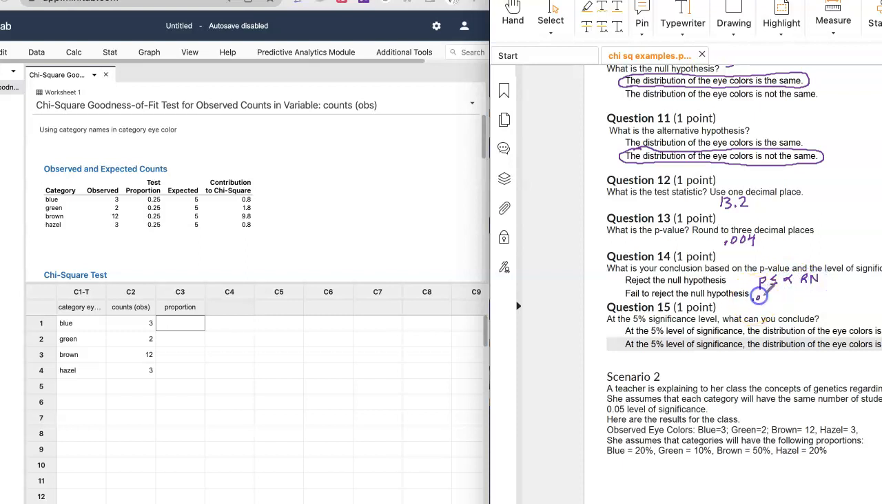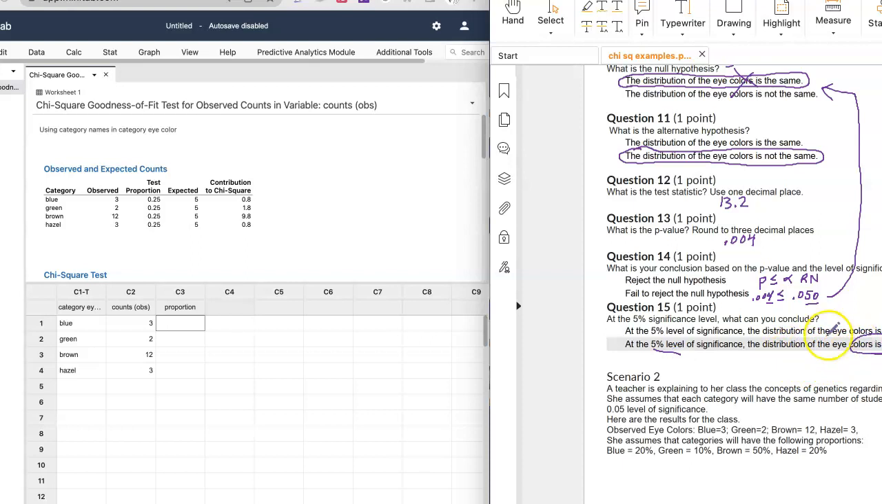So if P is less than or equal to 0.05, and I like to put in the extra 0 there, then we are going to reject the null. So 0.004 is less than or equal to 0.05. So we are rejecting the null hypothesis, and we conclude the alternative hypothesis then, which is at the 5% level of significance, the distribution of the eye colors is not the same.